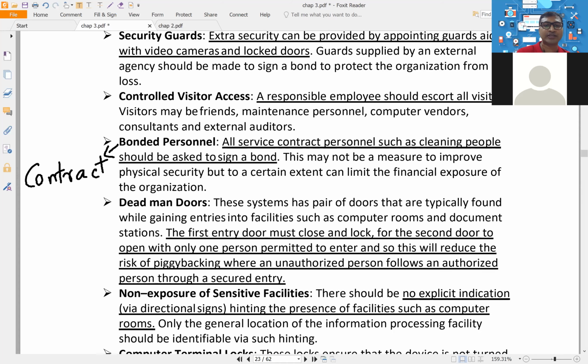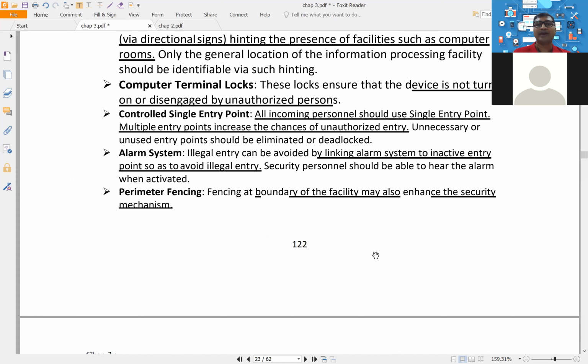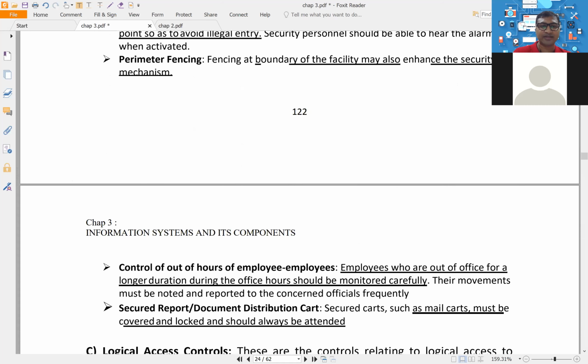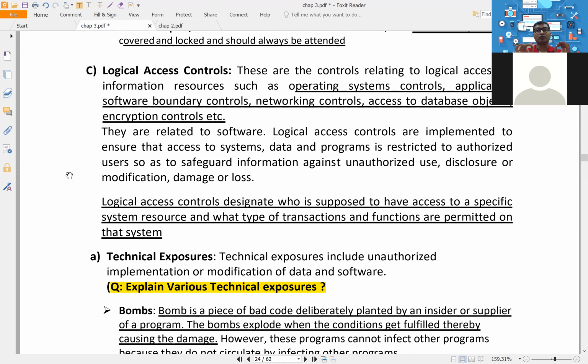Apart from that, non-exposure of sensitive facilities, then a marking should not be there indicating where we have computer rooms or important areas. Alarm system, perimeter fencing. Now these are very simple points, correct? But the biggest problem which we face is actually nothing but technical human beings. Now they are technically very sound, they know how to use computers very well. Then, look, it's not about outsiders, it's our own employees.